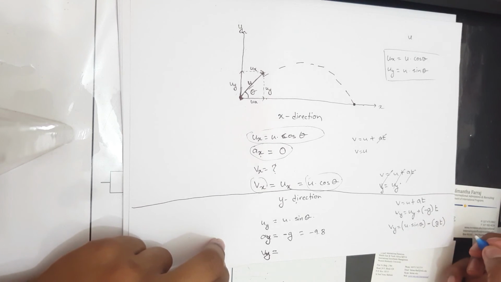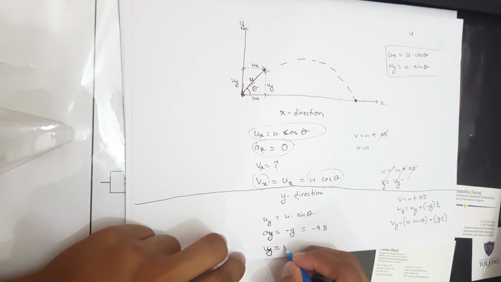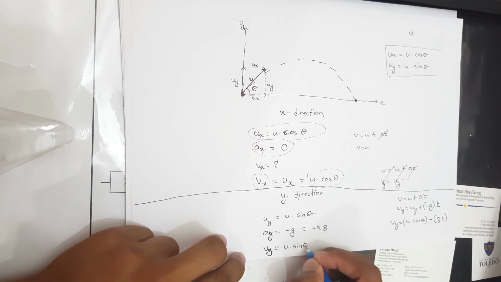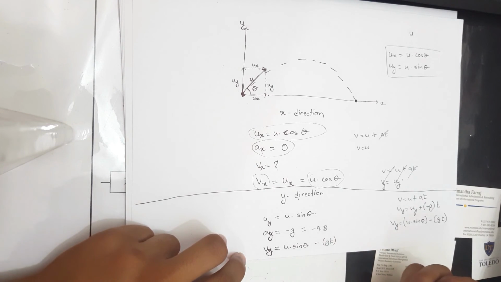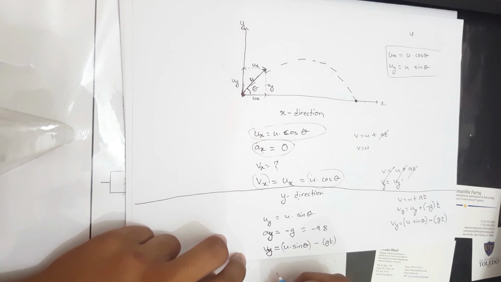This is the equation for vy: u sine theta minus gt. And if any of you don't know, these dots mean multiply. Right, this is the equation for vy, and this is what I wanted to explain to you guys.